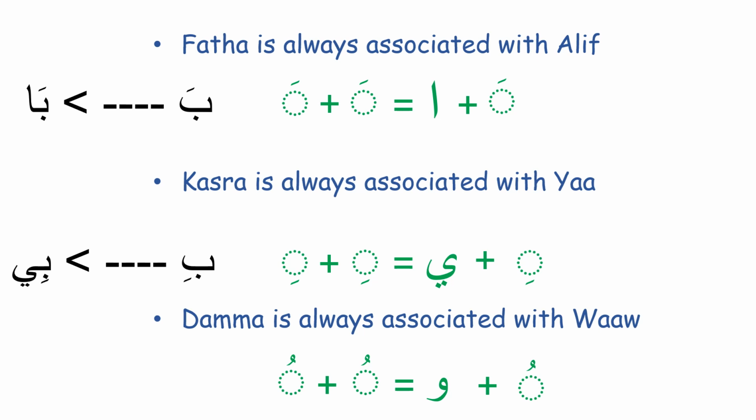the long sound is Bee. To create a long vowel form of Dhamma, we add a Waaw right after the letter carrying Dhamma. The short sound is Bu, and the long sound is Boo.